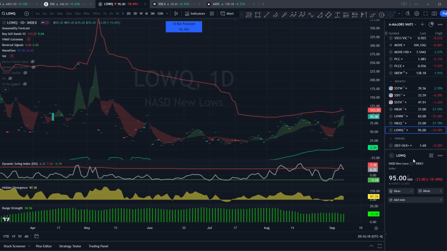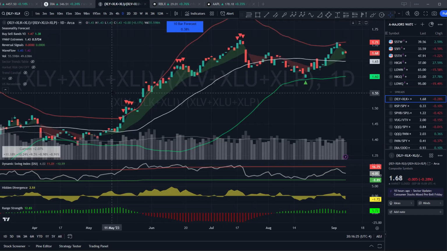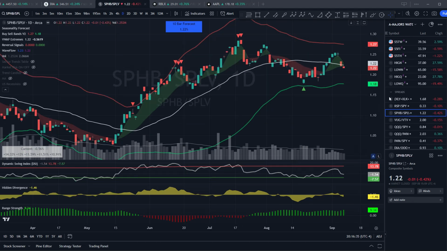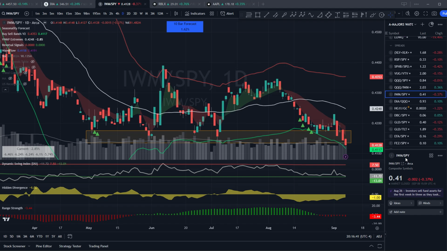Another pretty good gap today on the NASDAQ: 95 new lows versus 23 new highs. And the growth versus defensive sector stock spread may be playing out a double top formation here. Pulled back again today, another bit of a pullback in high beta stocks. And it looks like small caps versus large caps just lost that support zone we've been watching.